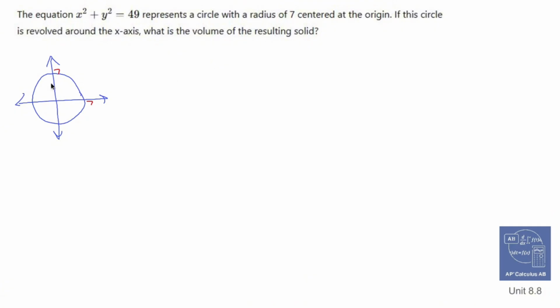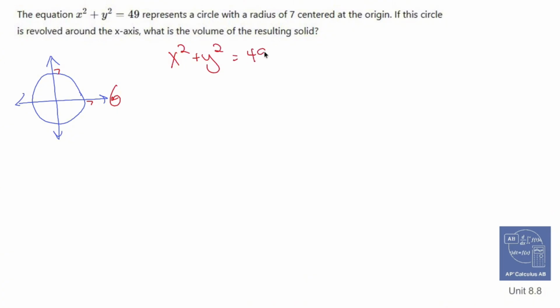If the circle is revolved around the x-axis, what is the volume of the resulting solid? So we're taking this circle, spinning it around the x-axis, and we're going to get a sphere. So we're going to use semicircles and cross sections and all that fun stuff using this equation right here. In order for me to do that, let me take the equation and solve it for y.